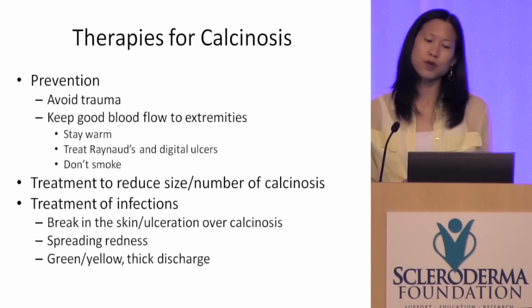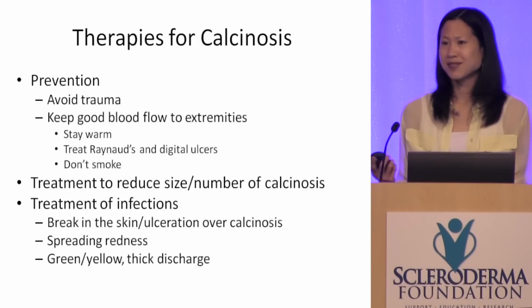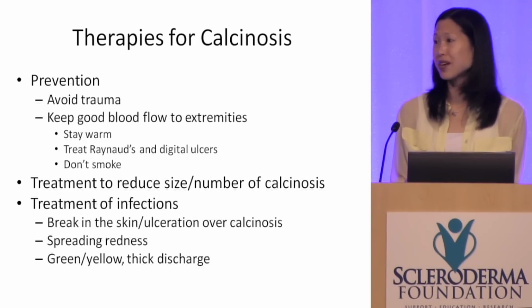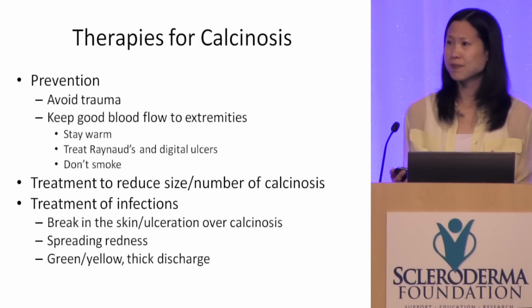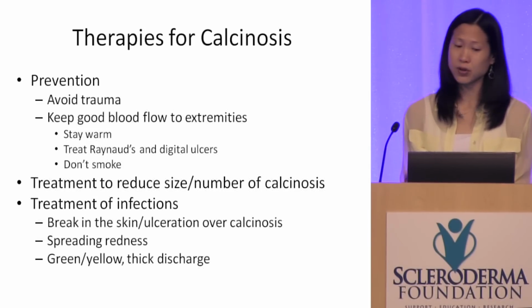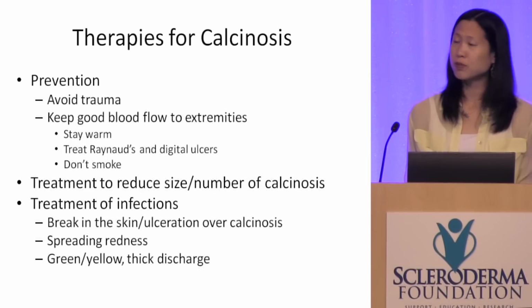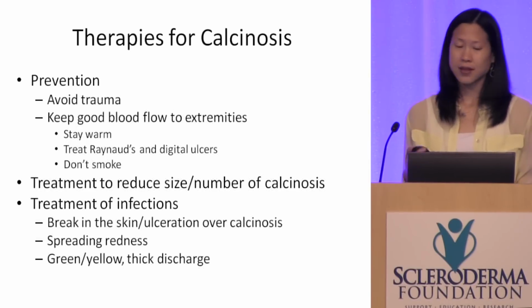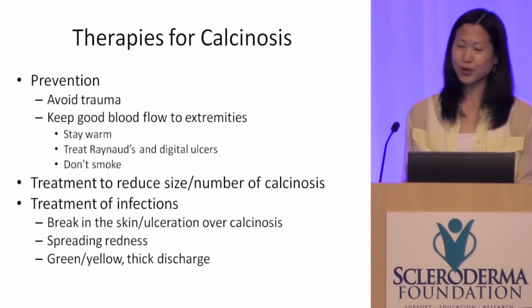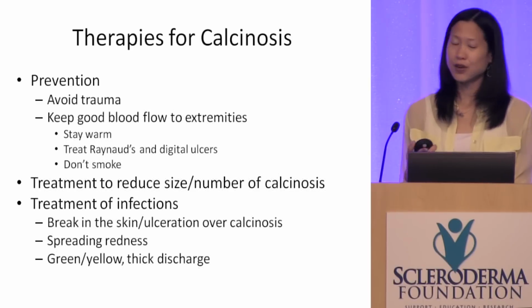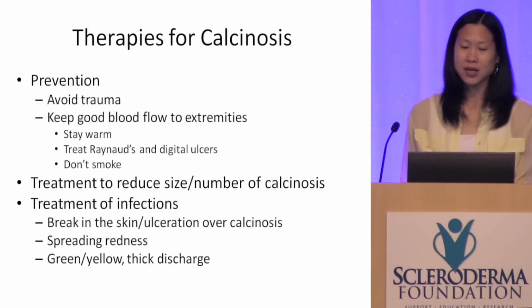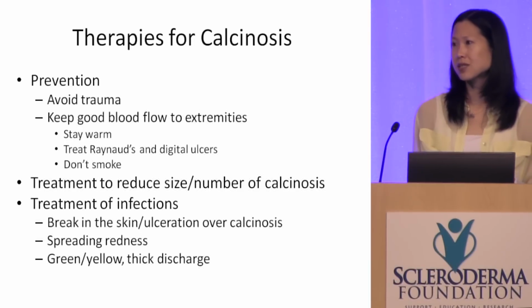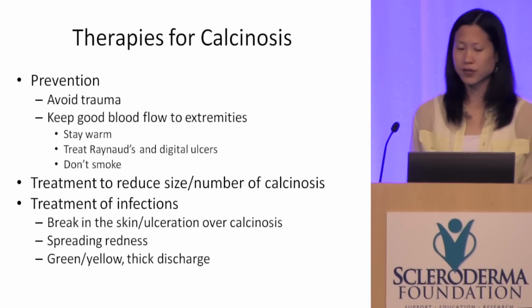In terms of prevention of calcinosis, we tell all of our patients to really try to avoid trauma. Also, try to effectively treat your Raynaud's and make sure that you have good blood flow to your extremities. That can be by keeping yourself warm, not smoking, avoiding stressful situations that might bring on your Raynaud's, and using medications that help your Raynaud's, your blood flow, and treat digital ulcers.